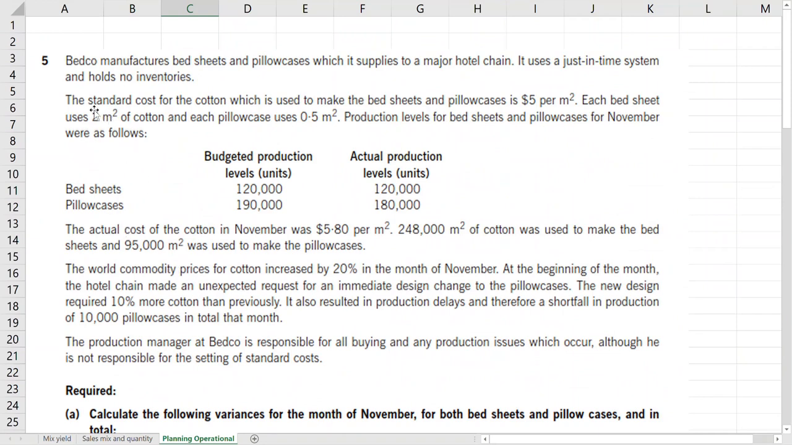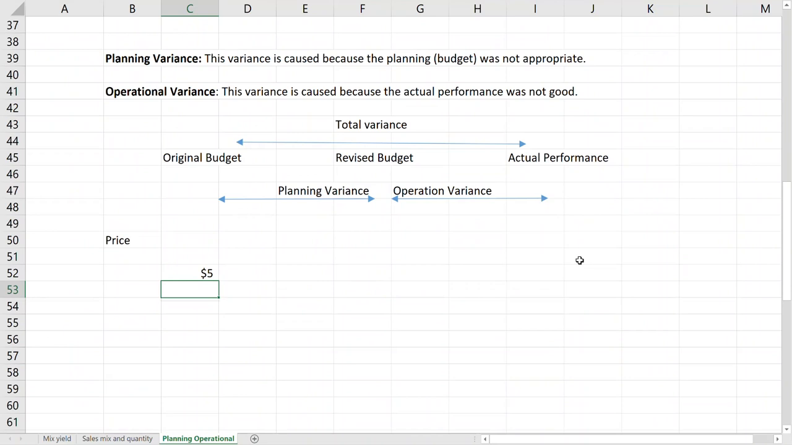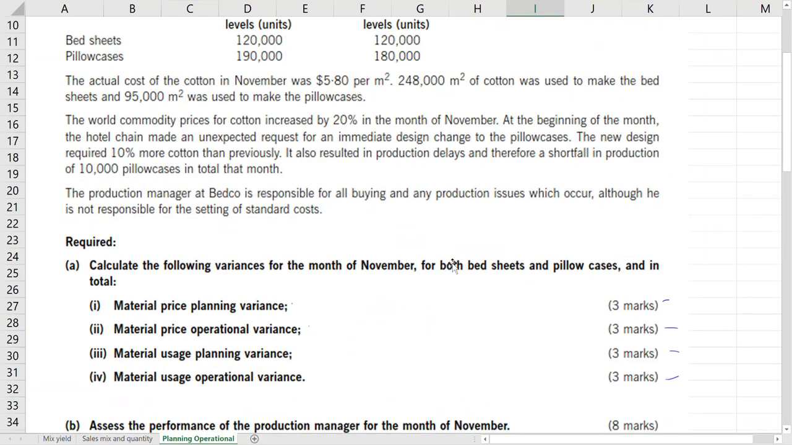Each bed sheet uses 2 square meters. Now this is usage. I don't have anything to do with that. So this is actual production. The actual cost of the cotton in November was 5.8. So this is the actual performance. I'll write this here, 5.8. 248,000 square meters of cotton was used to make the bed sheets. 95,000 square meters was used to make pillowcases. The world commodity prices for cotton increased by 20%.